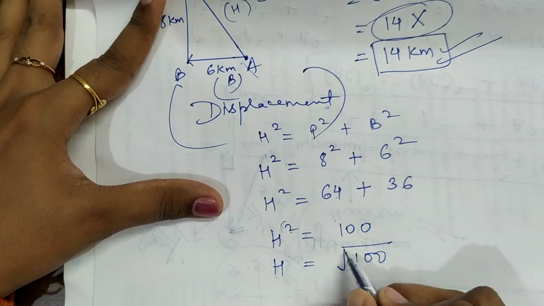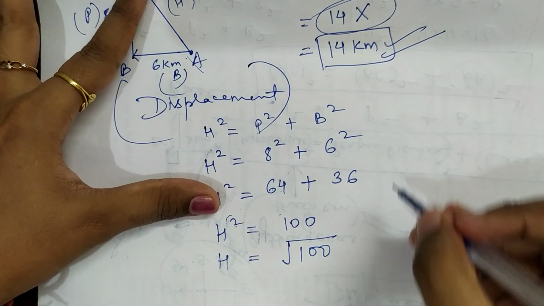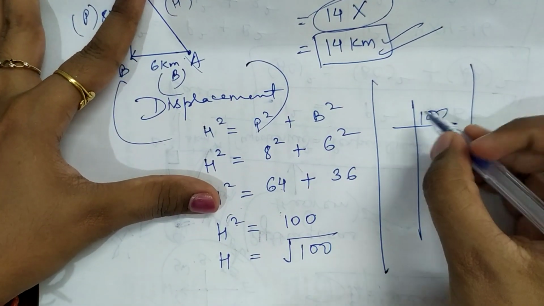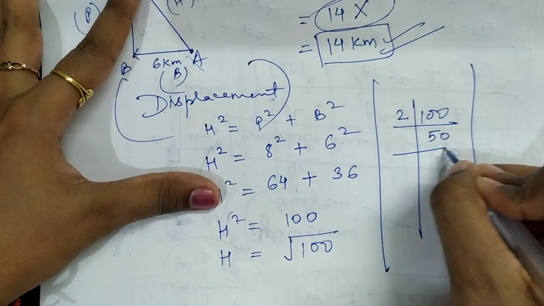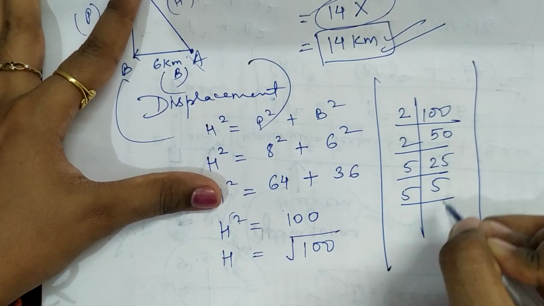Under root भी आप कह सकते हो और square root भी कह सकते हो. Now is under root 100 the answer? No. इसको आपको solve करना पड़ेगा. तो पहले आपको 100 का LCM निकालना पड़ेगा. So 2 is the smallest prime number. 2 5s are 10, 50. 2 25s are 50, 5 5s are 25, 5 1s are 5.